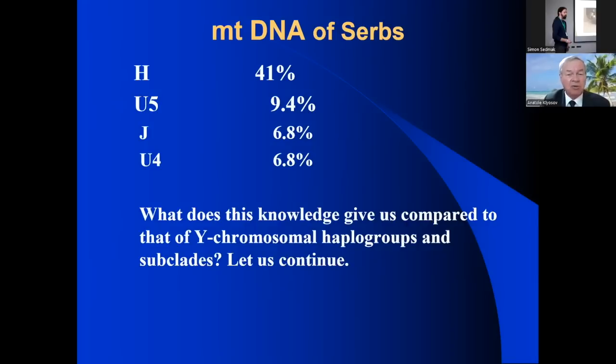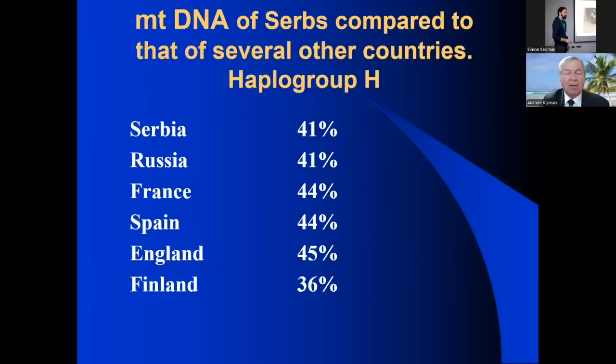Why do I say in Europe? Let's move further. Now let's see how unique that high share of haplogroup H mitochondrial DNA of Serbs is in Europe. Not unique at all. Serbia, 41%, Russia, 41%, France, 44%, Spain, 44%, England, 45%, and only Finland is 36%.